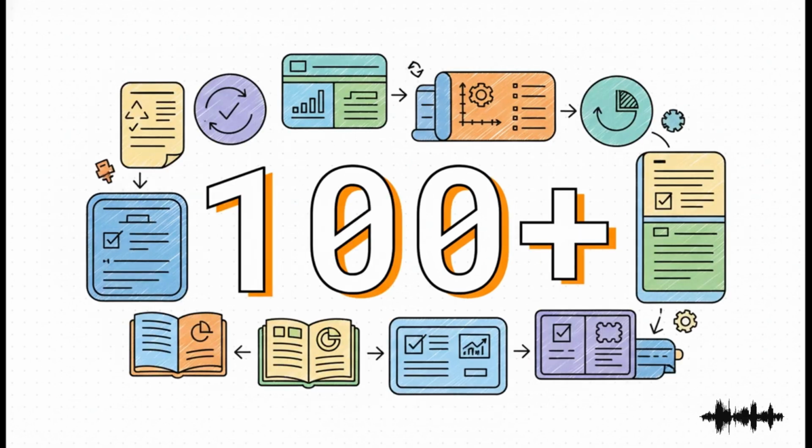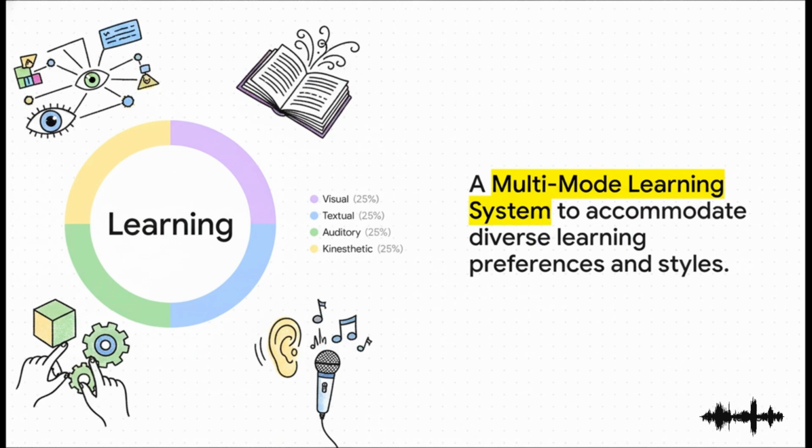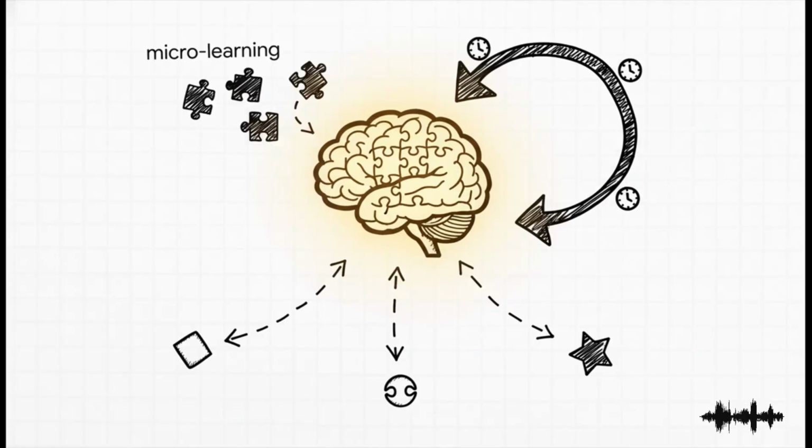And then, inside those modules, you've got over 100 individual lessons, and each one has practice exercises built right in to make sure the concepts really stick. And what's really cool is that the whole platform is built to work with your unique learning style. It's a multi-mode system. So whether you're a visual learner who needs interactive charts, or you prefer detailed readings, or maybe you learn best by listening, or by doing hands-on simulations, the content is designed to meet you where you are.